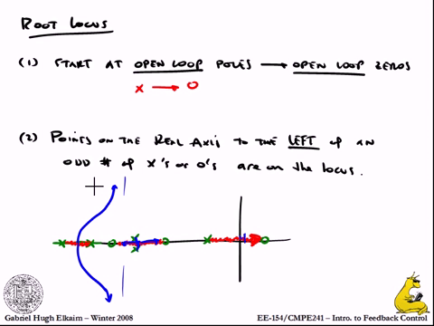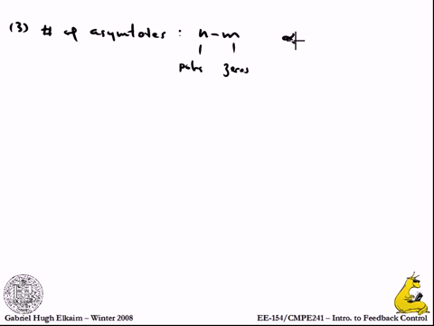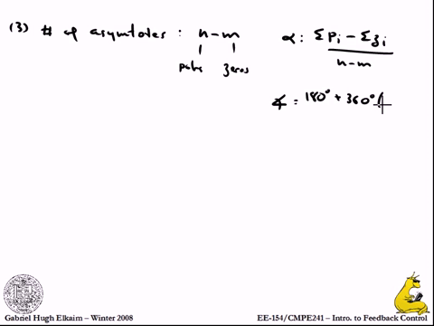All right. So the next rule is rule number 3, and rule number 3 says asymptotes. The number of asymptotes is n minus m, where n is the number of poles and m is the number of zeros. So the number of poles minus the number of zeros tells you the number of asymptotes that you have. The center of the asymptotes is the sum of the poles minus the sum of the zeros, divided by the number of excess poles over zeros. And the angle that they're at is (180 plus 360 (L minus 1)) over n minus m, where L goes from 1 out to n minus m.